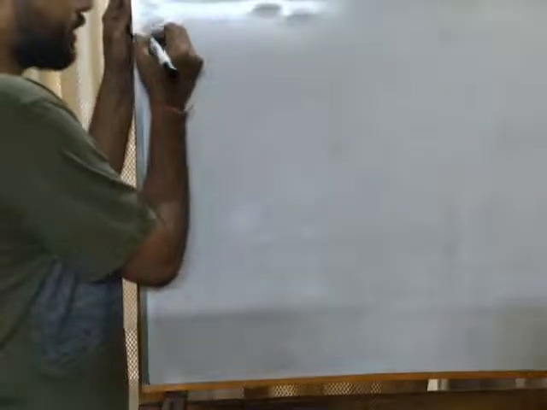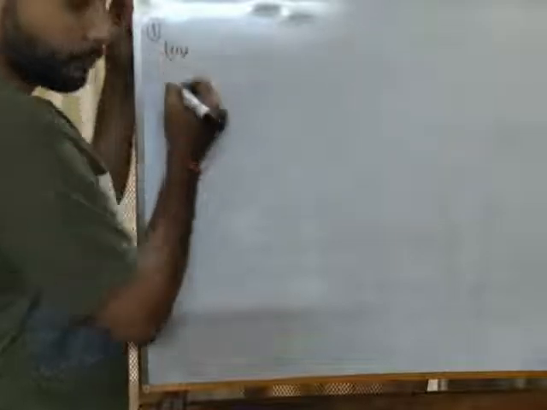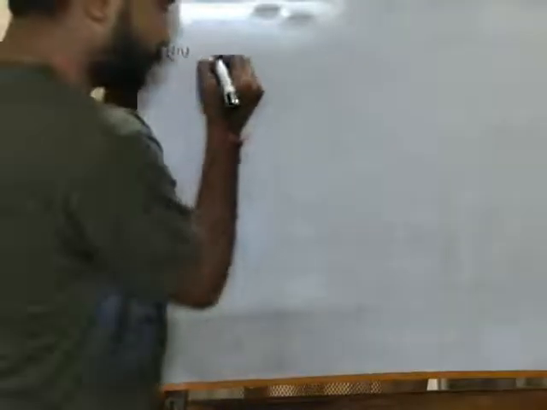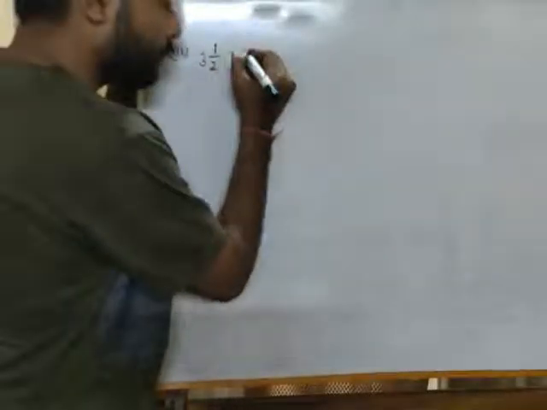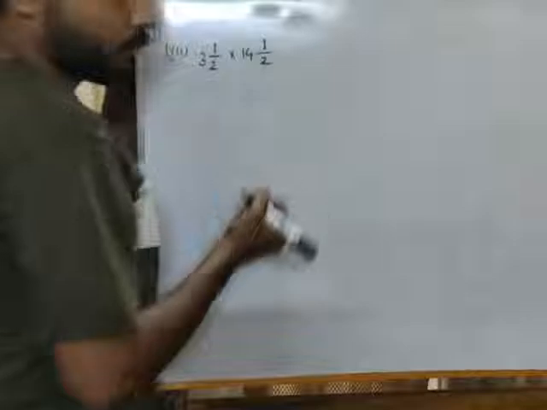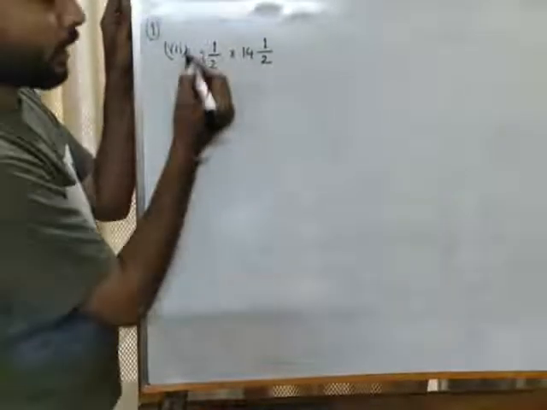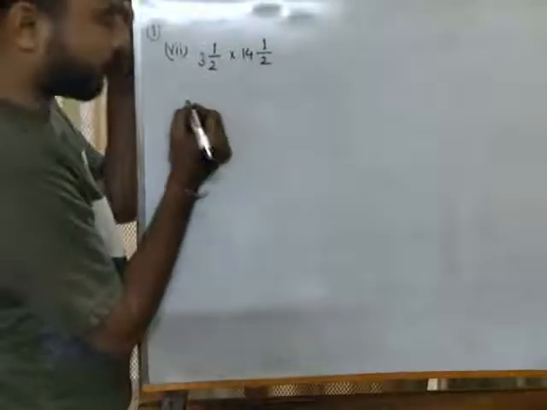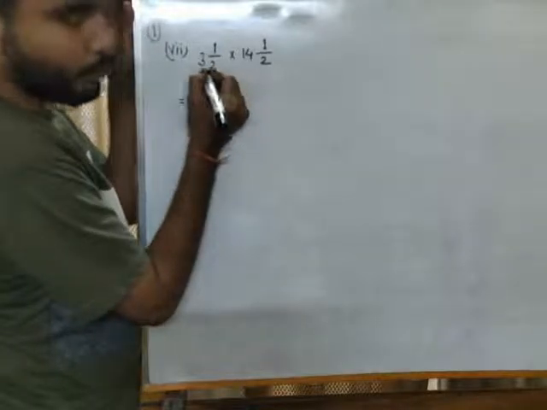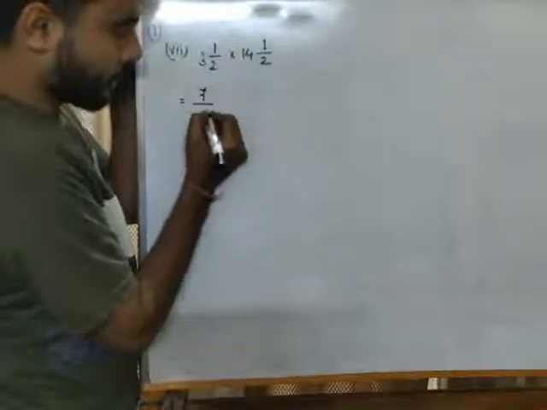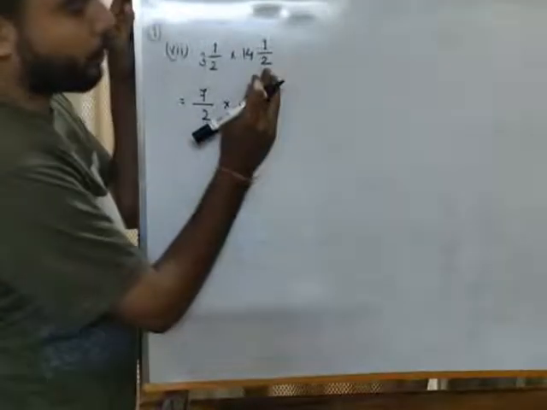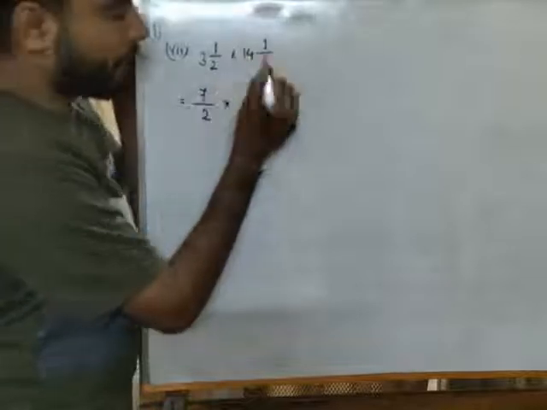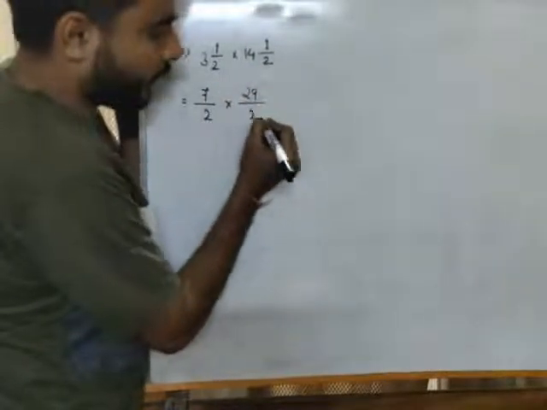So let's see exercise number 1, number 7. 3 1 by 2 into 14 1 by 2. Okay, now both are mixed fractions. We have to make them improper. 3 into 2 is 6, 6 plus 1 is 7 by 2, into 2 times 14 is 28, 28 plus 1 is 29 by 2.